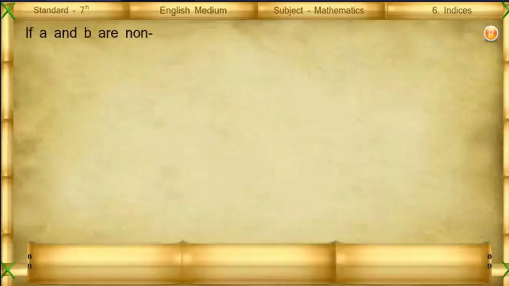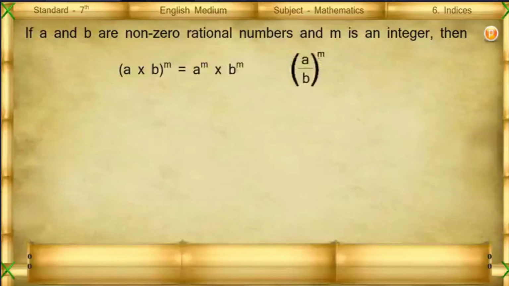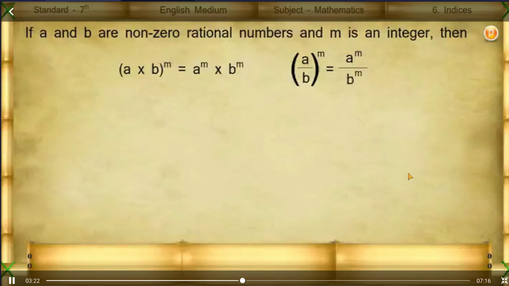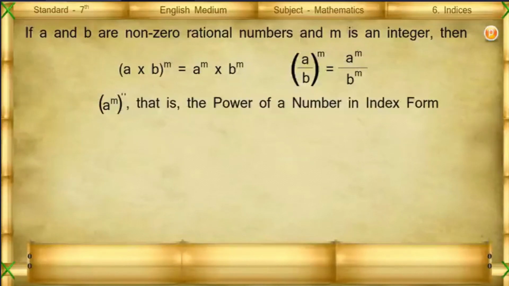If a and b are non-zero rational numbers and m is an integer, then (a into b) raised to m is equal to a raised to m into b raised to m. (a upon b) whole raised to m is equal to a raised to m upon b raised to m. (a raised to m) whole raised to n, that is the power of a number in index form.